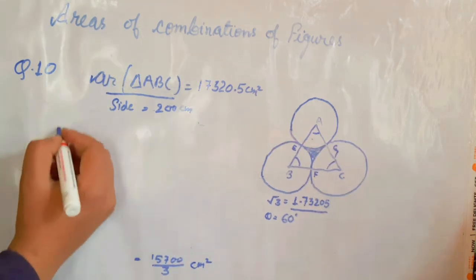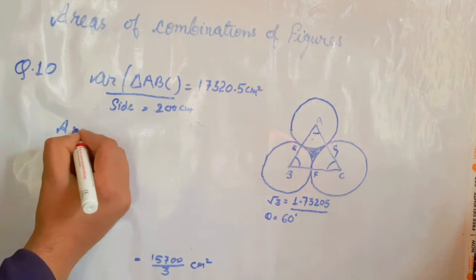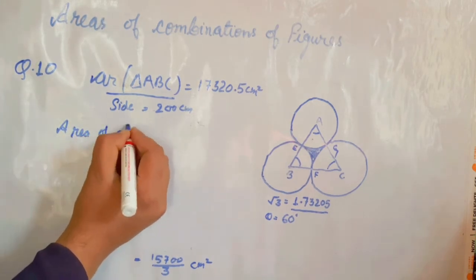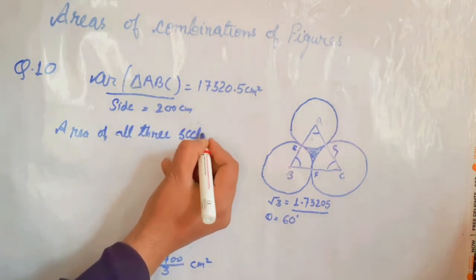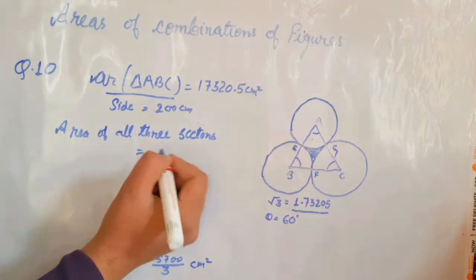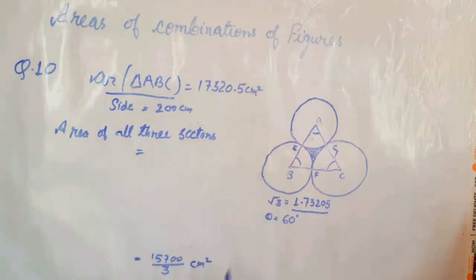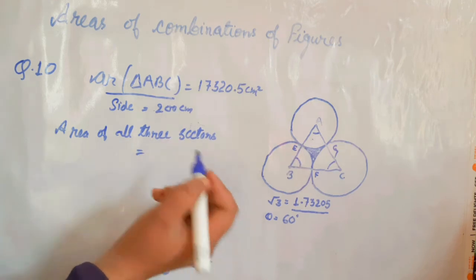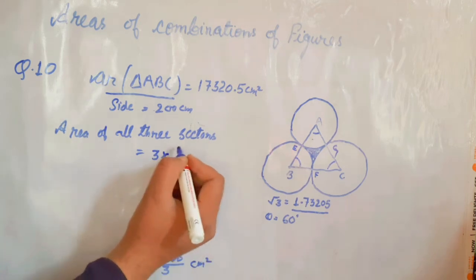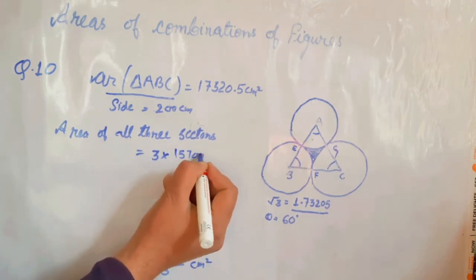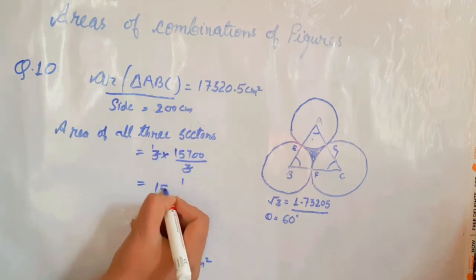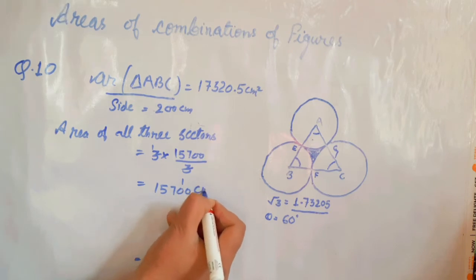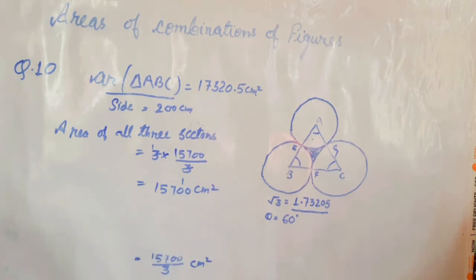Three sectors we have, so area of all three sectors will be equals to, area of one sector is 15700 upon 3. So area of three sectors, all three are equal, so it will be 3 multiplied by 15700 upon 3. So 3 ones are 3, this will be equals to 15700 centimeter square.